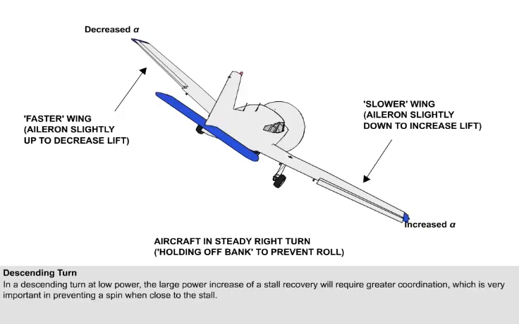In a descending turn, the power is likely to be at a low or idle setting. In the event of a stall, the pilot would need to counteract the forces arising around all three axes, as the power is increased through most or all of its range during a stall recovery. As with any situation, it is important for the controls to be coordinated, and particularly so where the aircraft is at or close to the stall, to prevent an inadvertent spin.